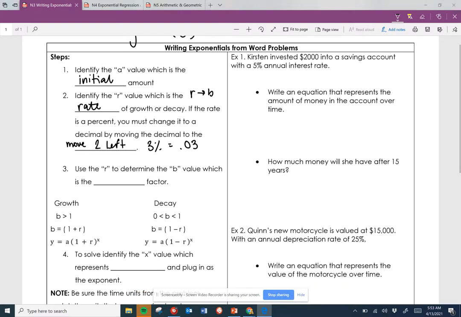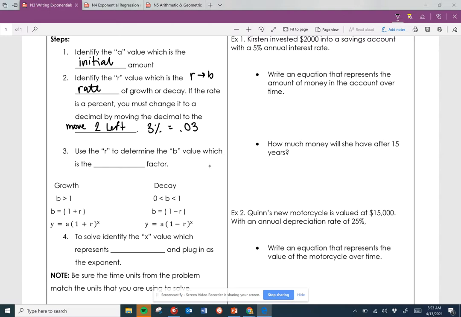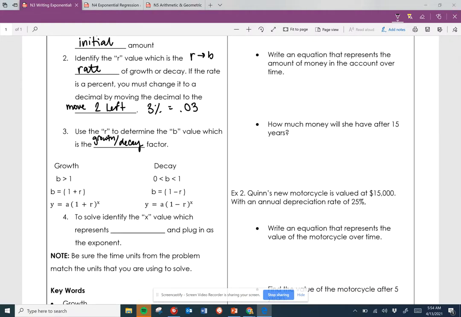Then we use our r value to determine the b, and that is going to be our growth or decay factor. If it is growing, and you're going to know if it's growing based off the problem, it's going to give you some words that tell you it's growing or decaying. If it's growing, you're going to take your r value and add 1. For example, that 3% that I just gave you, you would do 1 plus 0.03, and that would give you a b value of 1.03.